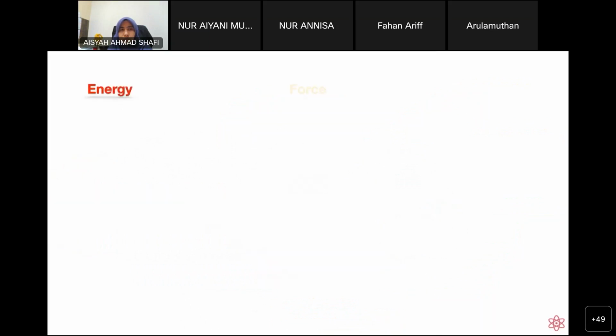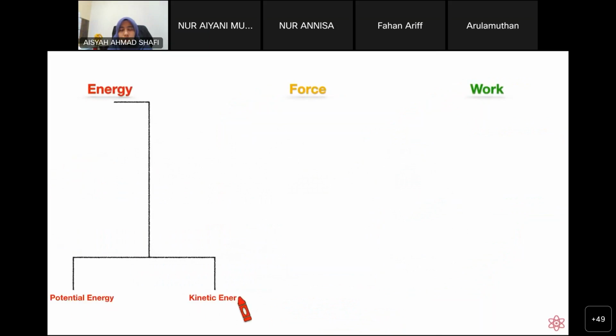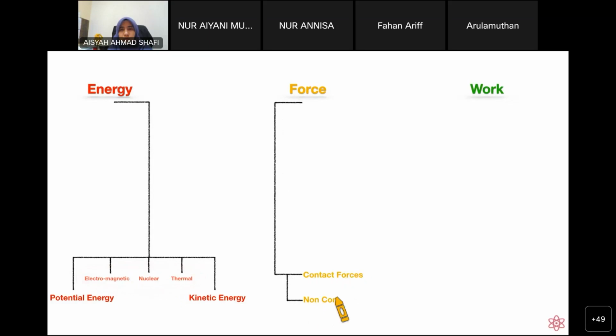As we know, there are two basic forms of energy, potential and kinetic. In addition to these, there are other forms of energy as well, such as electromagnetic, nuclear, thermal energy, and many more. These energies are basically generated because of the coexistence of potential and kinetic energy. Similarly, there are two basic types of forces, contact forces and non-contact forces.